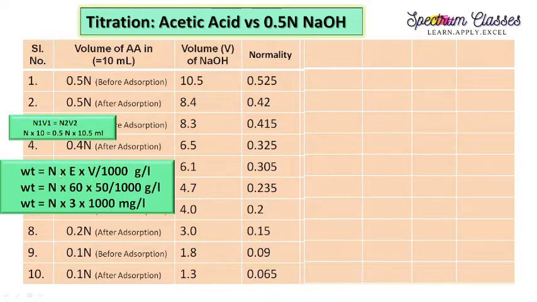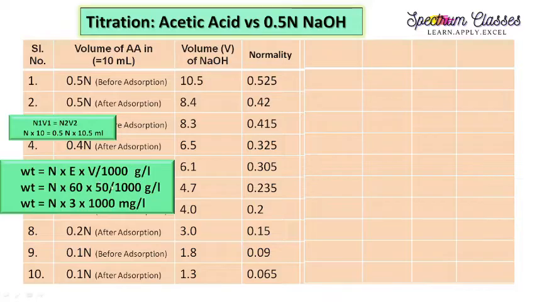So what values are you going to put here? The normality you know every time. This is the normality, so you have to change this value every time. Equivalent weight of acetic acid is 60 grams because it has one dissociable proton, right? So 60 grams is the equivalent weight for acetic acid.